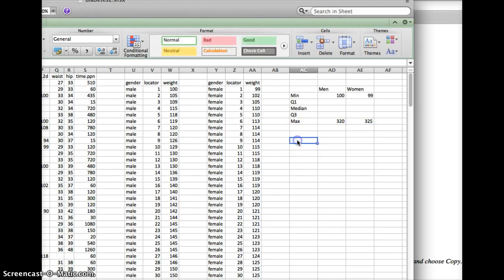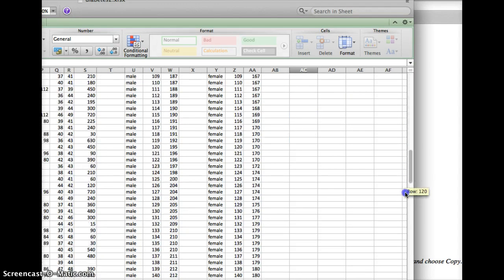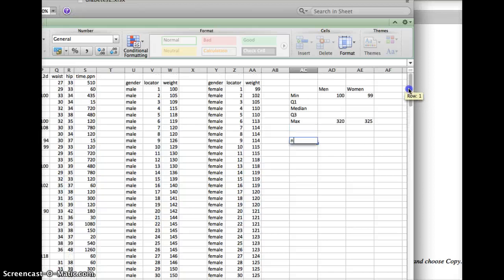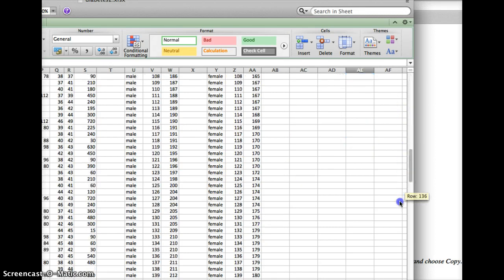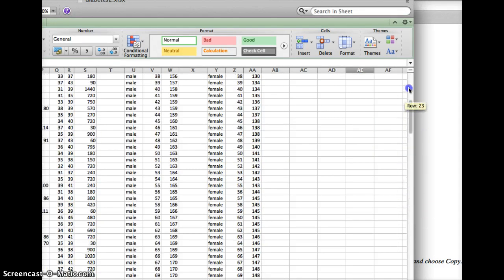Now, to find Q1, 25th percentile, median, 50th percentile, Q3, 75th percentile, we will need to know the ns. So what are my sample sizes? How many men do we have in our list here? Our list includes 168 men. Write that down. And how many women do we have then? A few more women. The number of women in our list is 234.